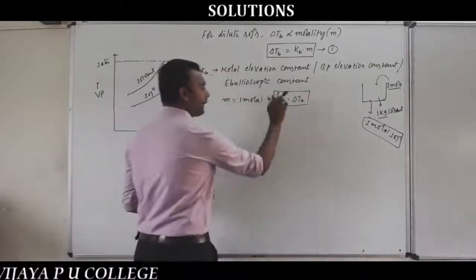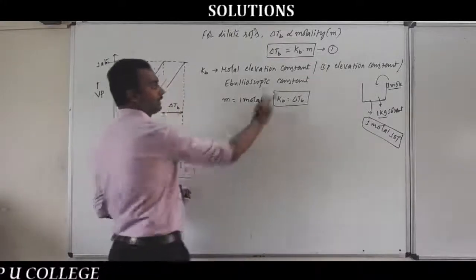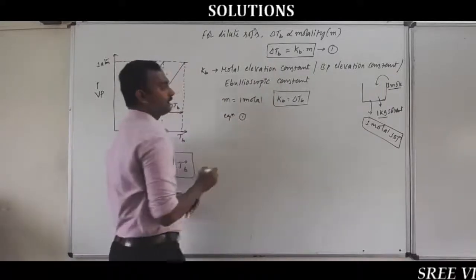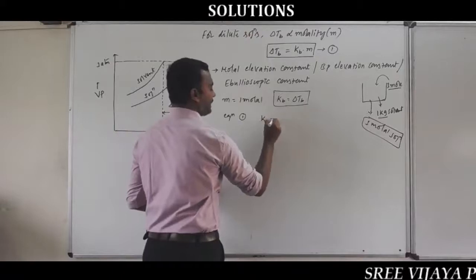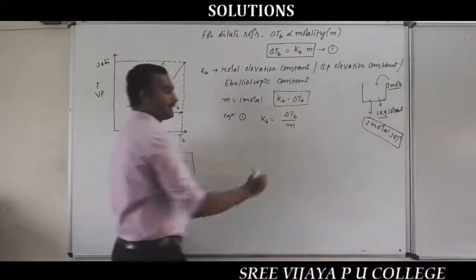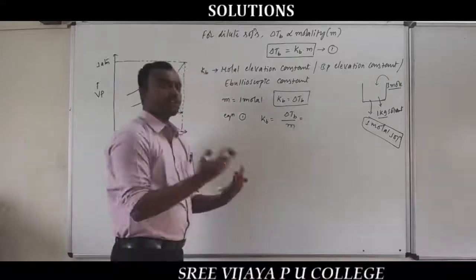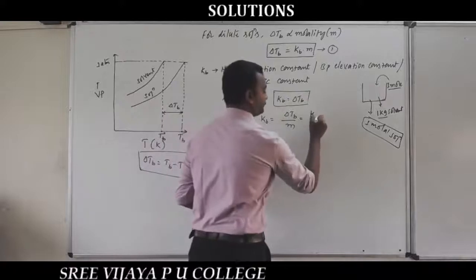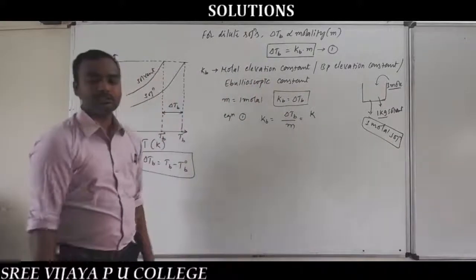And what is the unit of Kb? The question asks to write the unit of Kb. So according to equation number 1, I am writing that Kb is equal to delta Tb divided by m. So what is delta Tb? Delta Tb is the elevation of boiling point. What is the unit of temperature? That is Kelvin. Delta Tb is nothing but the temperature difference.